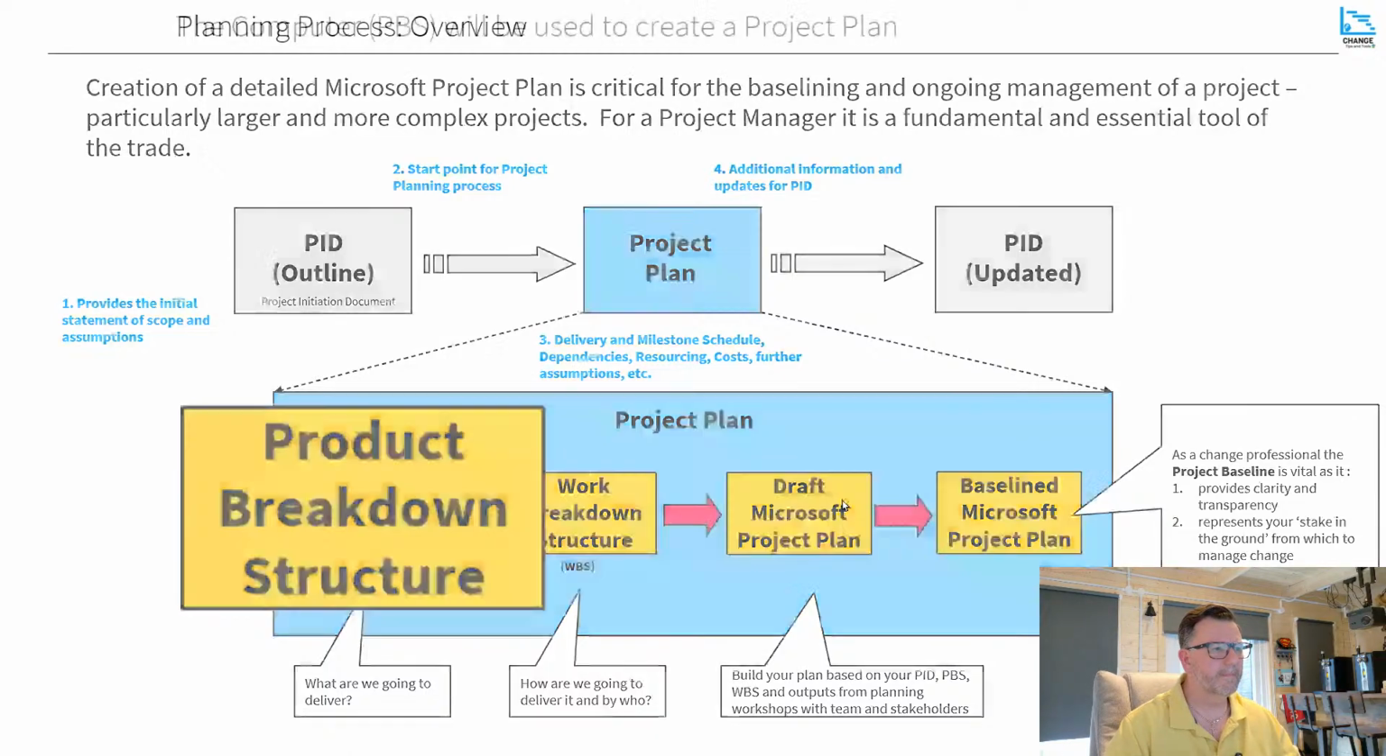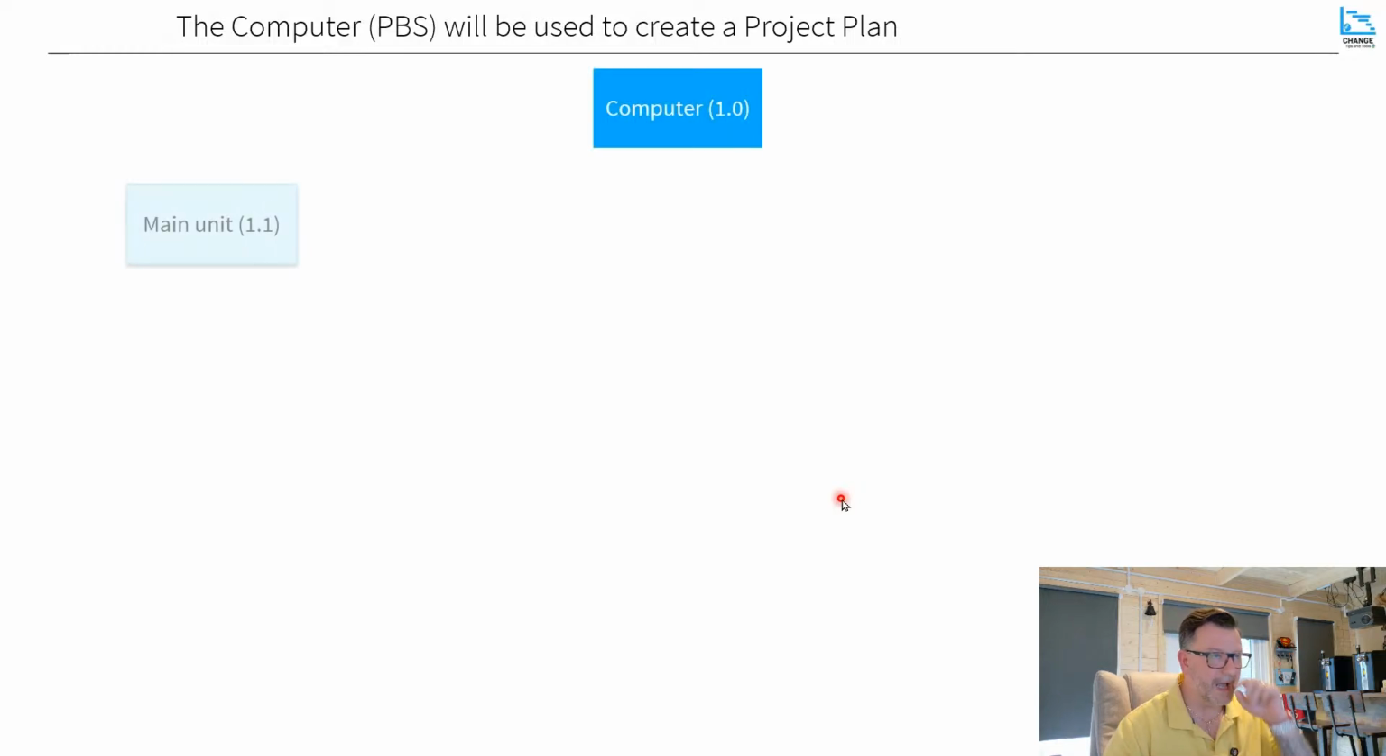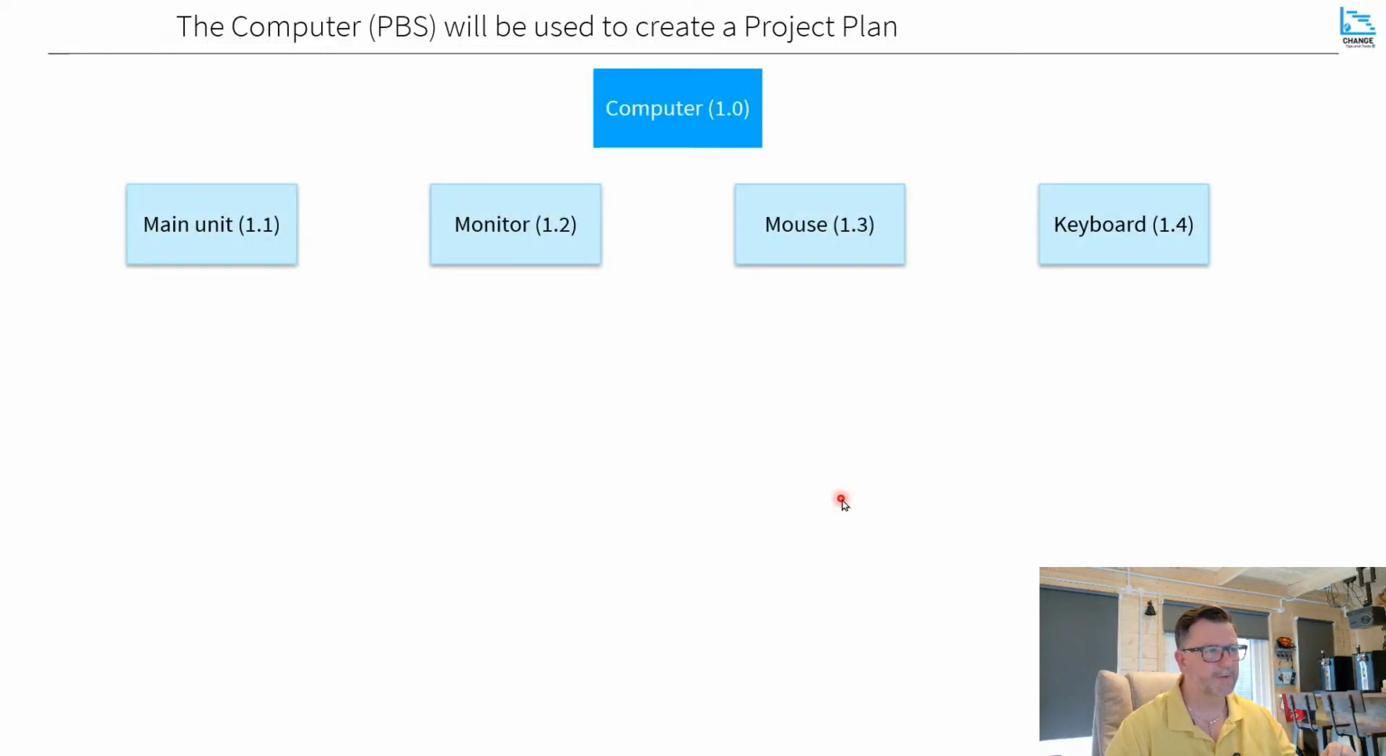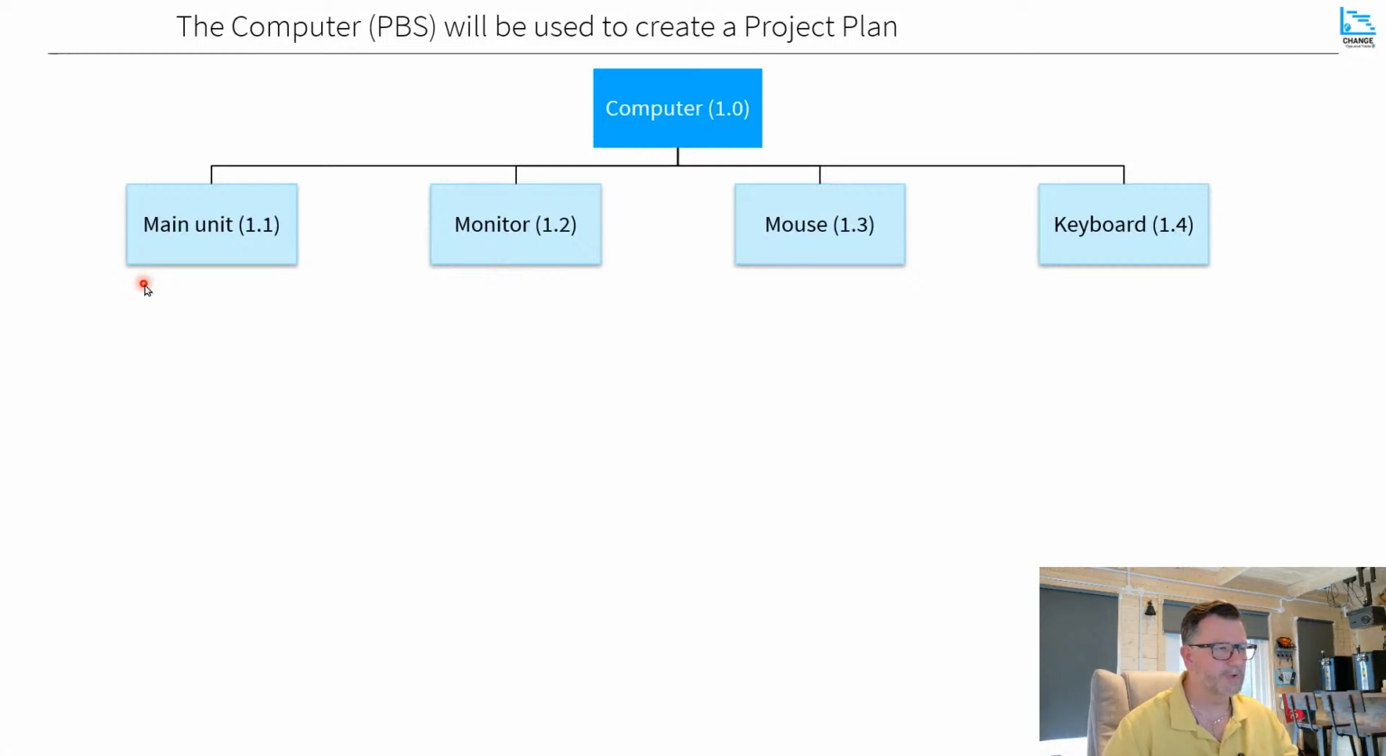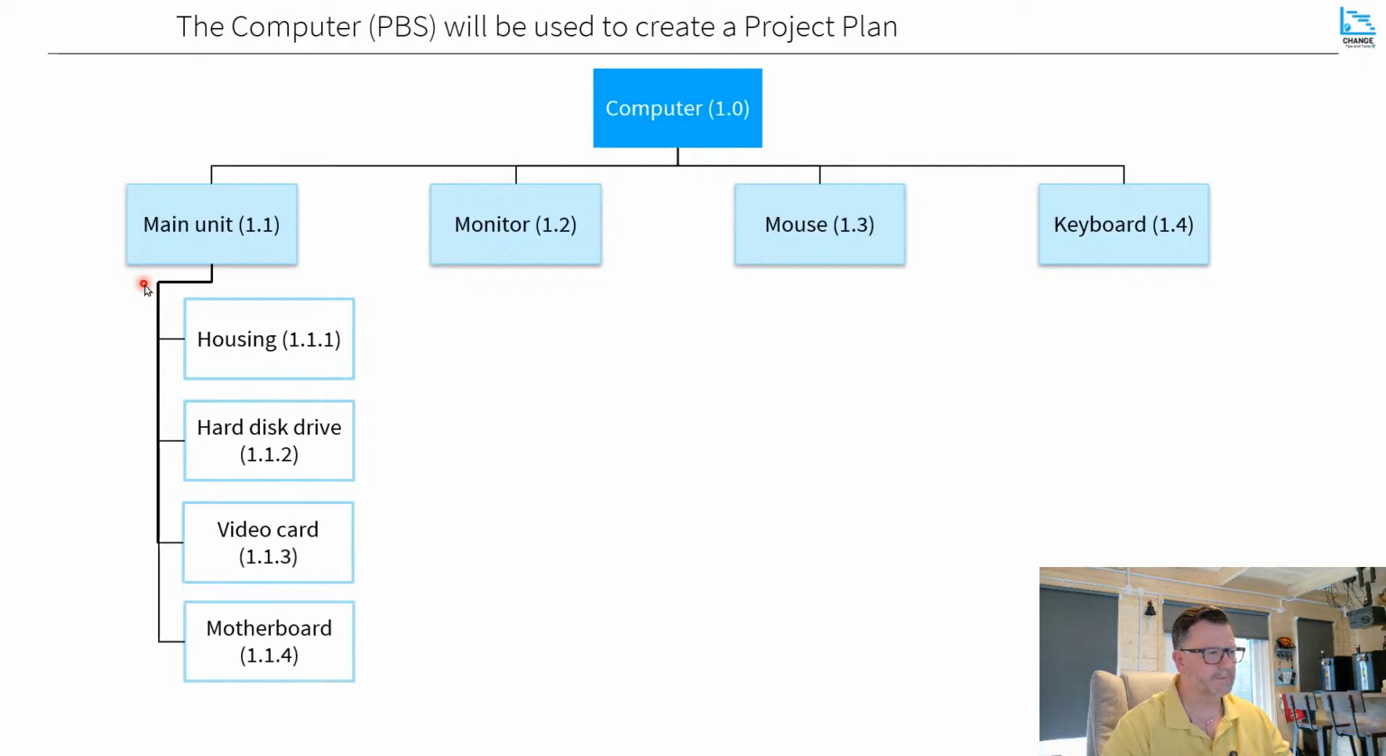Now, we're going to use a computer as our example for this demonstration, and you'll see how old I am. So the project scope is that we need to build a computer, and that computer consists of sub deliverables like a main unit, a monitor, a mouse, and a keyboard. And then when you look at each of those sub deliverables within your product breakdown structure, they also have sub deliverables within themselves. And you'll start to see this numbering.